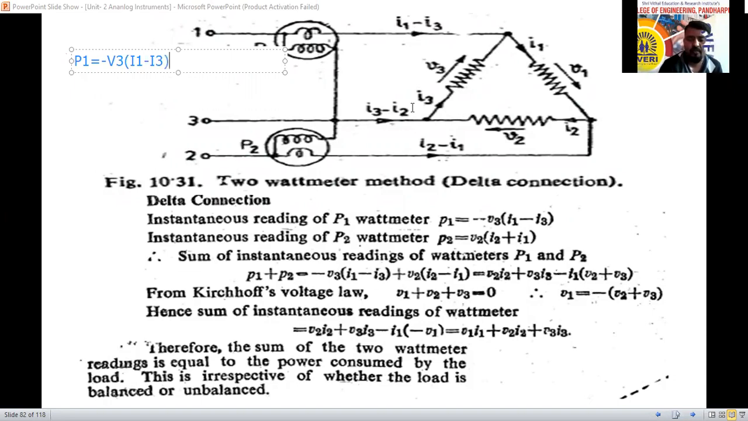Next, P2. We have to calculate from 2 to 3. Which load is connected here? V2, the second phase load. The voltage drop across it has the same polarity, 2 to 3, so directly I write V2. The current related to it is I2 and minus I1 coming towards this junction, so I2 minus I1. P2 equals V2 (I2 minus I1).